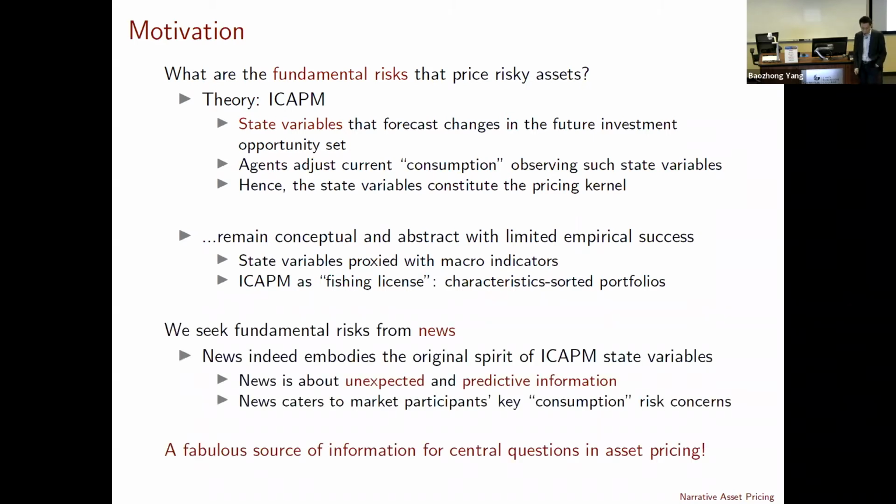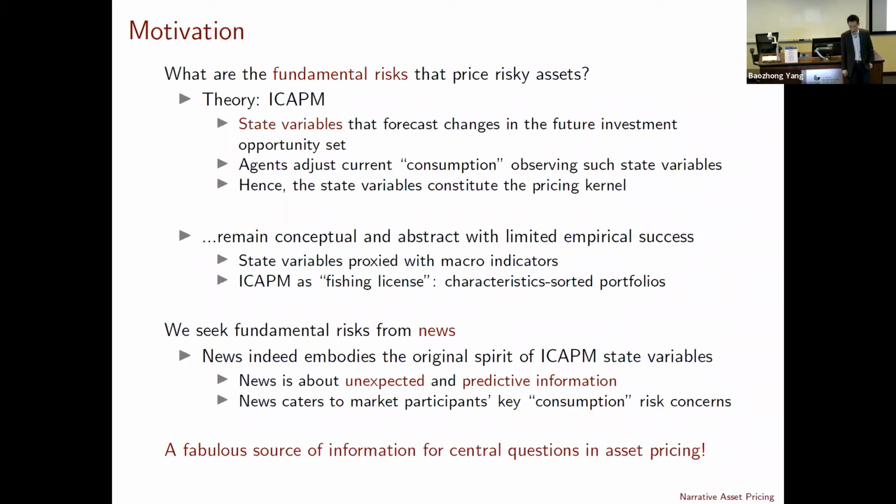So we try to bridge this gap between theory and empirics using news, literally news printed in the Wall Street Journal. Here I'm arguing that news is actually really close to the original idea of ICAPM state variables. If you think about it, news should be new information, it should be unexpected. It should write about things that have predictive information about the future investment opportunity set. And the news should be closely related to current consumption. If something is so important that you are going to change how much you consume tonight, probably that should be a frontline story printed in that day's Wall Street Journal.